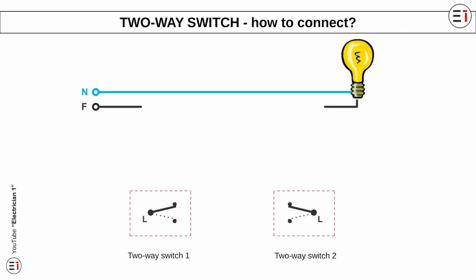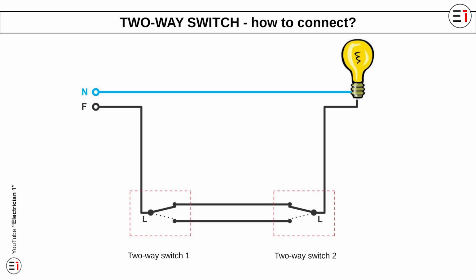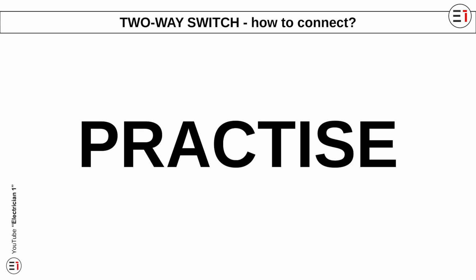And now that we have determined the common point of our two-way switches, we will start with the connection. Therefore, we bring the phase to a common point in the first two-way switch, and from the second two-way switch, we lead the output from the common point L to the light bulb. We just connect the remaining 2 points of the two-way switches to each other, and it doesn't matter how we do it. So we have this variant or this one, the function will be the same. And now let's try to do it in practice.